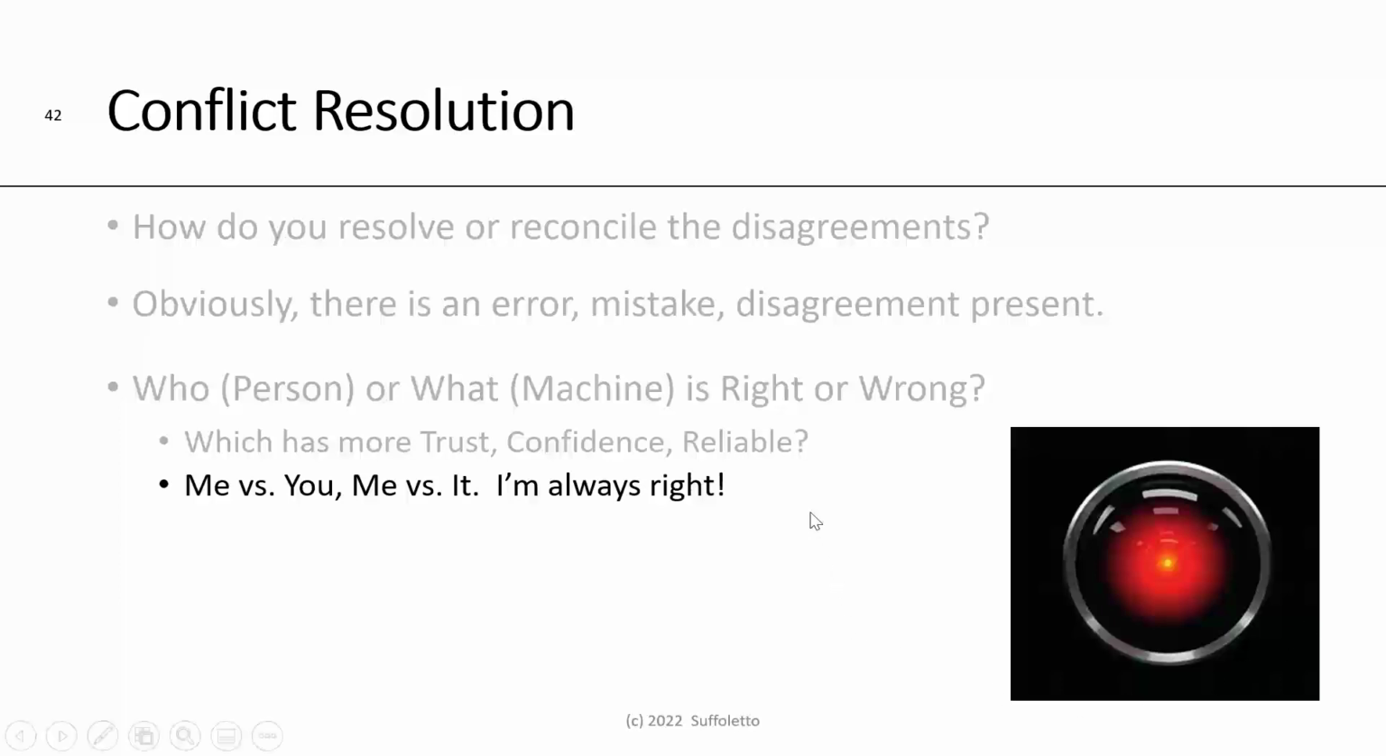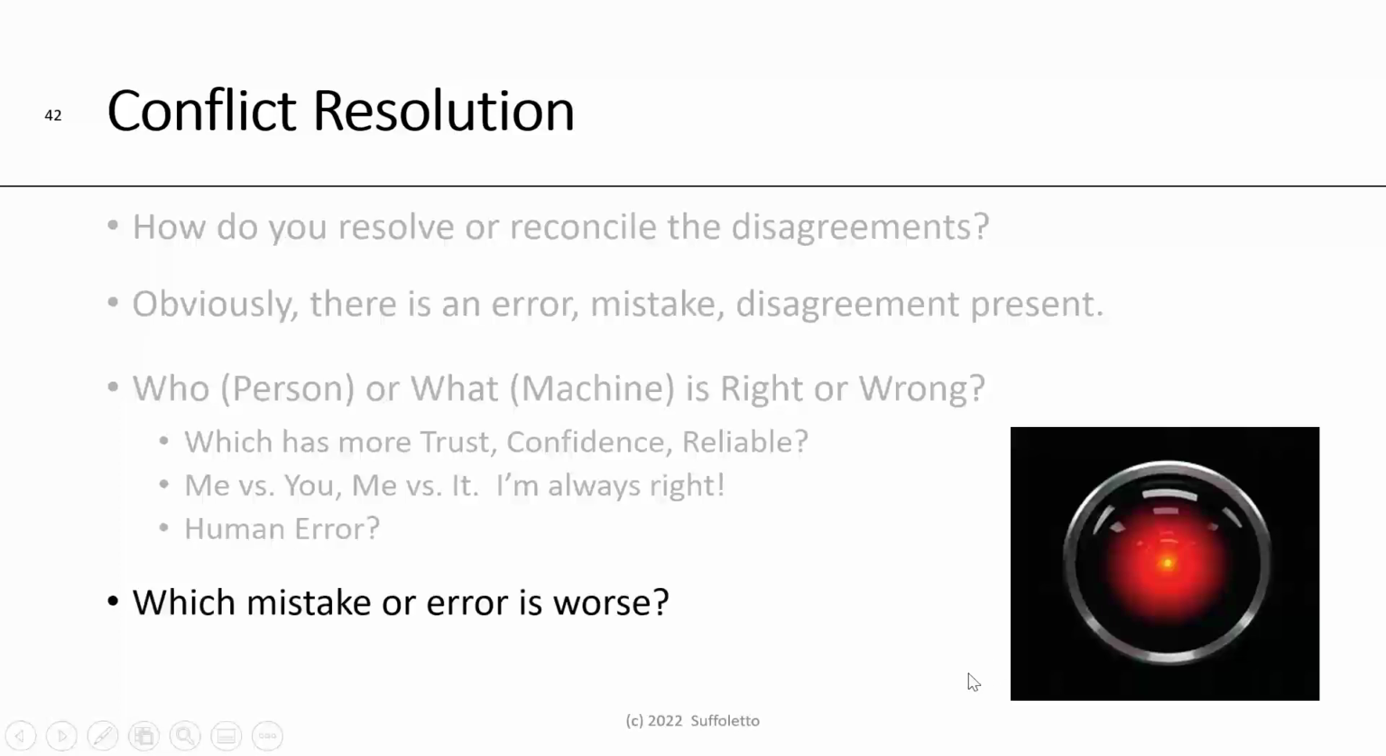Most people typically think it's them. They're always right. Human error versus machine error. So do you remember the movie 2001: A Space Odyssey and the supercomputer HAL 9000? He always said he was always right. He was perfect. Well, was he? So which mistake or error is worse to make?